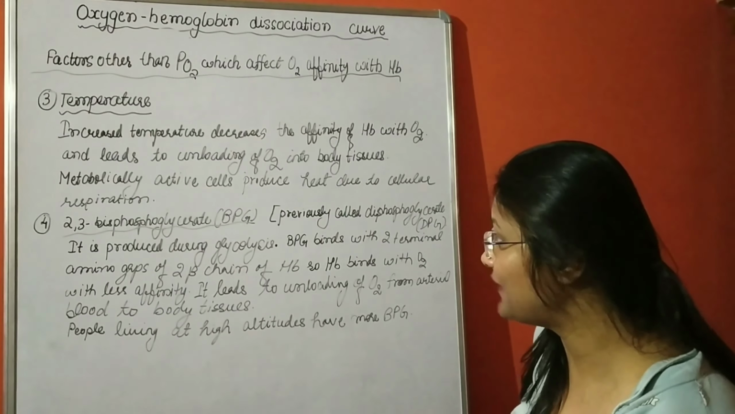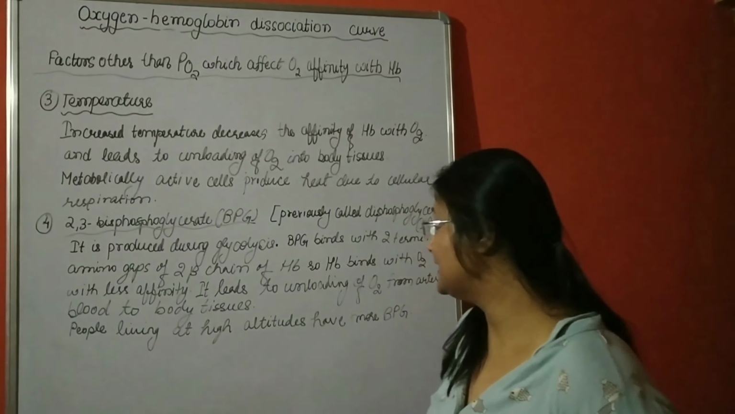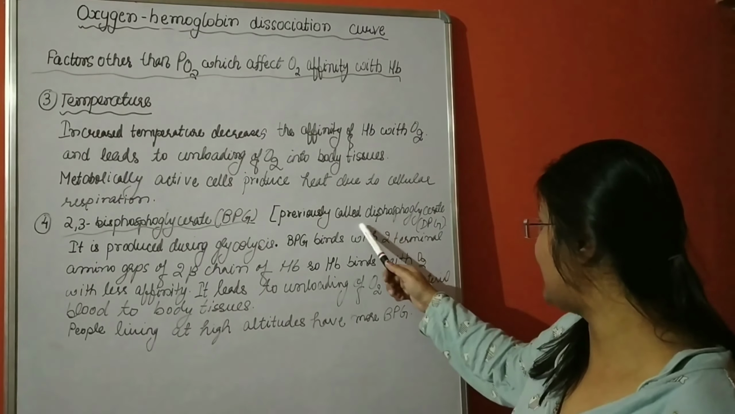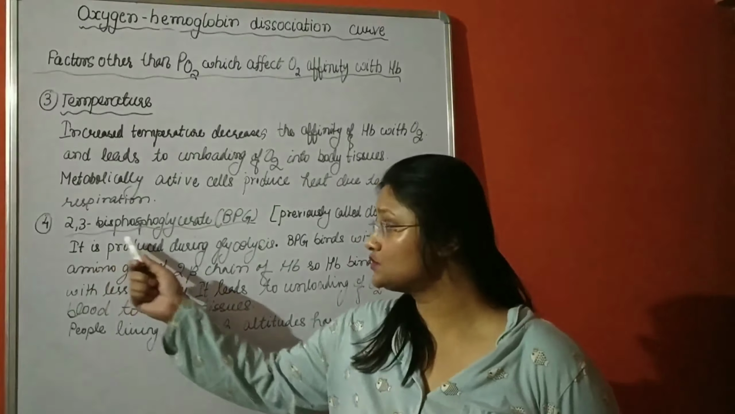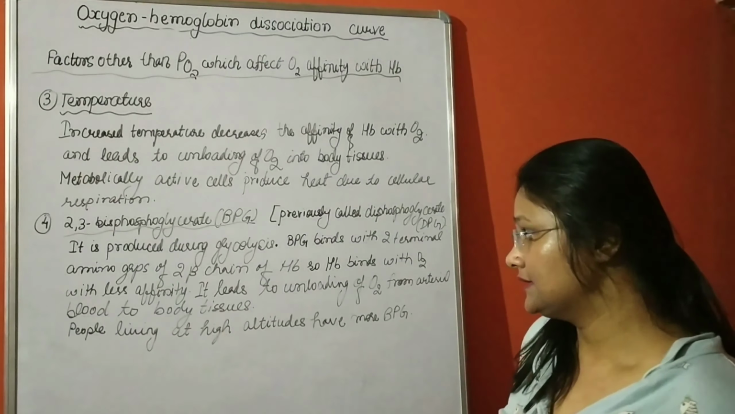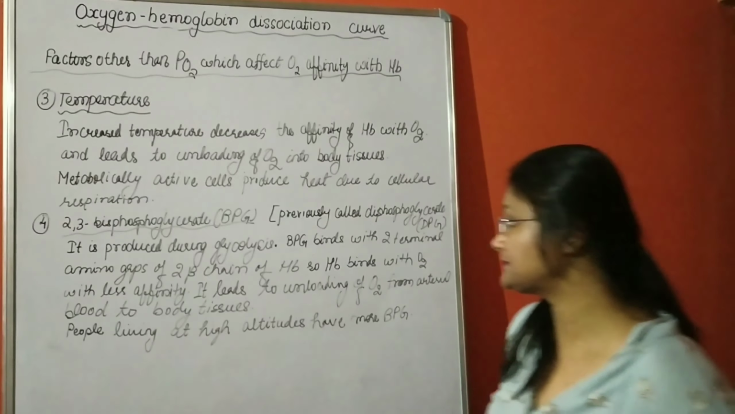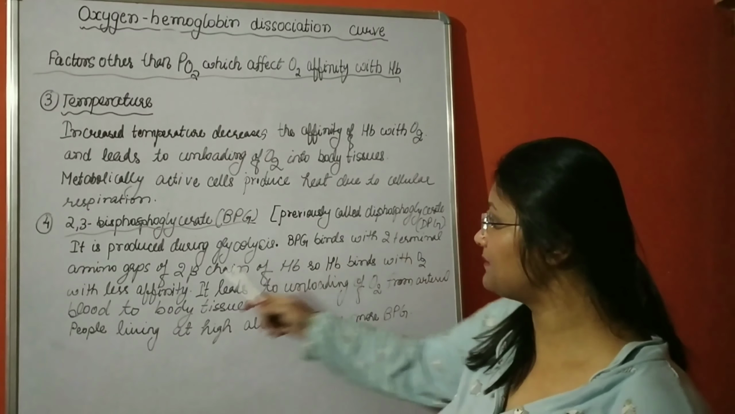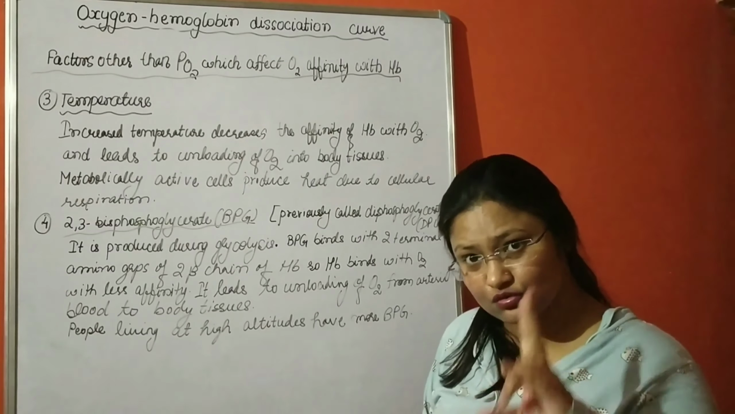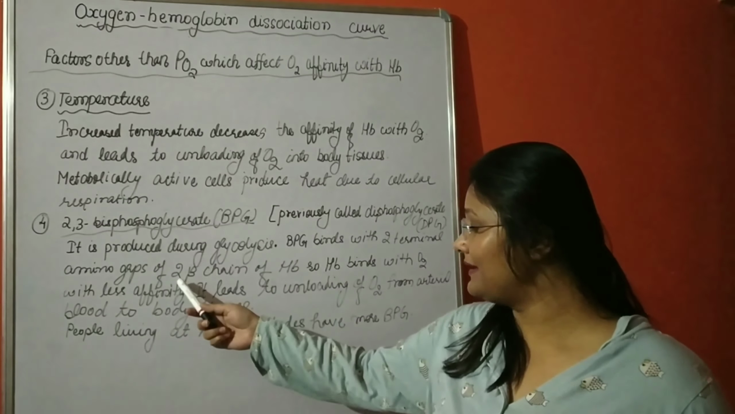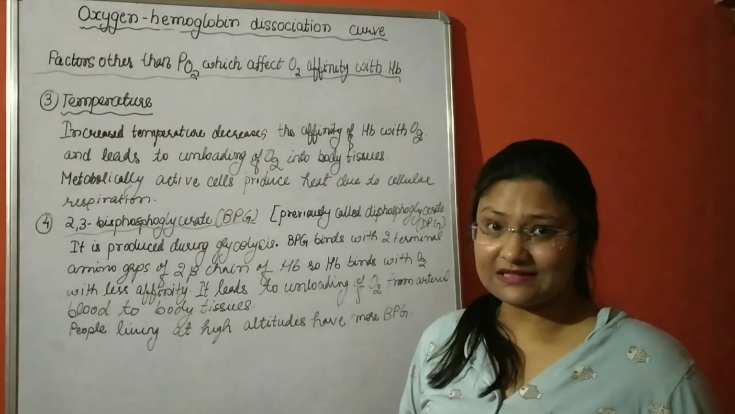Now the fourth factor is 2,3-bisphosphoglycerate, that is BPG. Earlier it was known as diphosphoglycerate, DPG, but now we term it 2,3-bisphosphoglycerate. So this is produced during glycolysis. BPG binds with two terminal amino groups of the two beta chains. There are 4 chains, right? 2 alpha and 2 beta. So it binds to the 2 beta chains of hemoglobin. So Hb binds with O2 with less affinity.